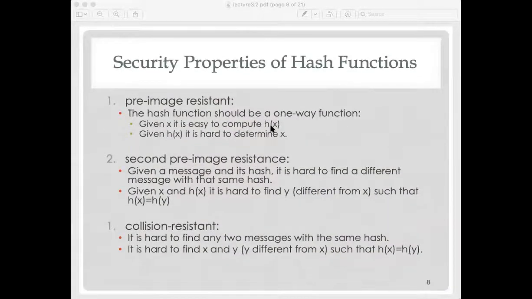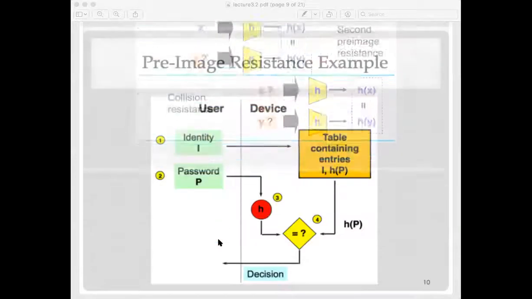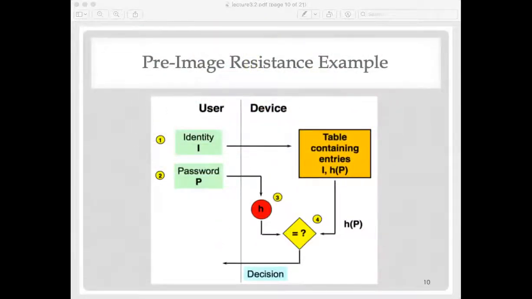But this is basically a description. Given x, it's easy to compute h of x, but given h of x, it's hard to determine x. And then you go through the same descriptions here. طيب, we'll go through examples why each one of those is an important security feature of a hash function. Pre-image resistance. ليش؟ لأنه احنا أحيانا we use the hash to save passwords, and we will talk in some later classes how we fundamentally use this in a real world example.